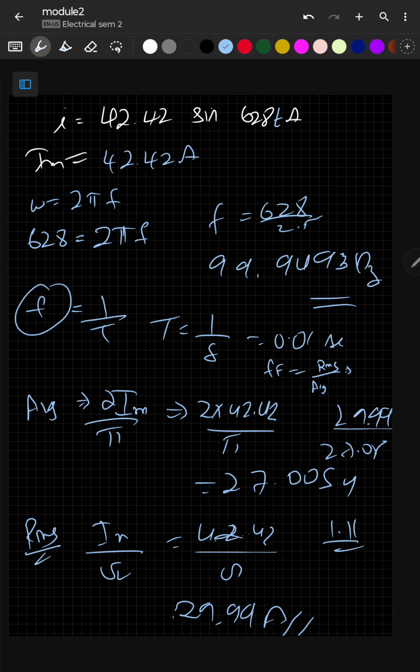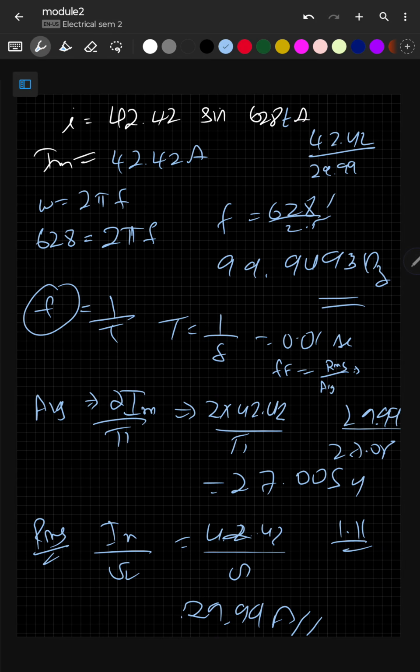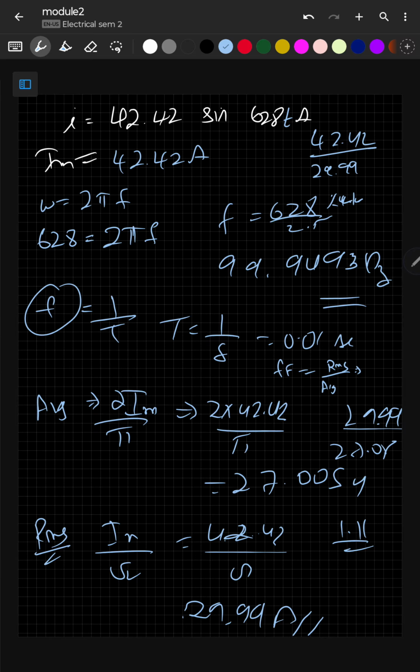Next, I have access to my form factor. We know the answer should be 1.414, but I will check. Peak factor is maximum value by the RMS value. RMS value is 29.99 ampere. So 42.42 by 29.99. Yes, we are getting 1.414. Those have no units as such, just constants. Okay. So this much. Next question, let's do quickly.